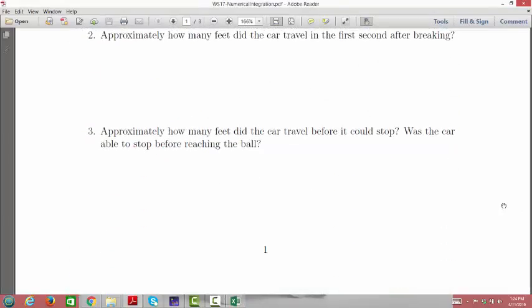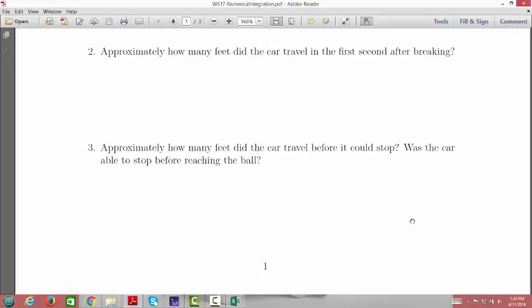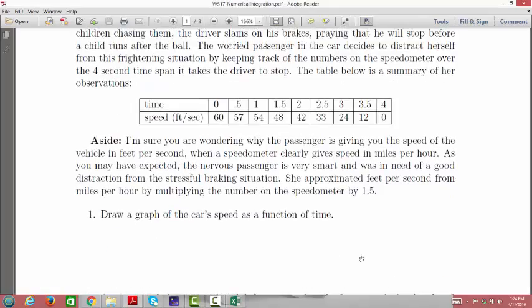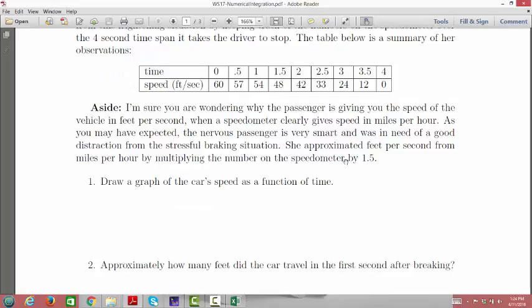The last question just says, approximately how many feet did the car travel before it could stop? Did you stop in time? Well, let's use as much information as we have, let's use it in Excel, and let's compute over and under estimates, just like we did for the 1 second time span. So let's have our unit of time be this half of a second. So that's using all of our data as much as we can.